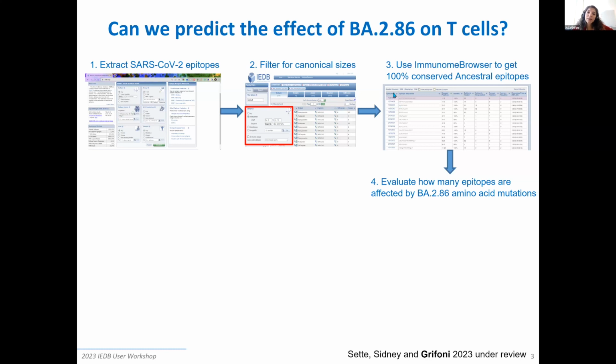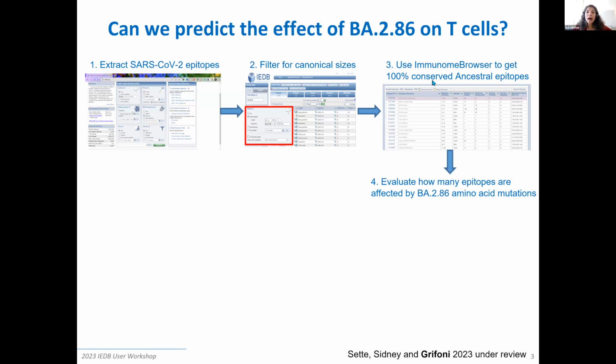And that is possible thanks to the Immunome Browser. The Immunome Browser, as I'm going to show you later, allows you to really visualize the mass of data that the IEDB has included as a function of the protein, but it also provides information about sequence identities. So how similar is a single epitope to the reference sequence that is provided by the IEDB, that in this case is the spike ancestral.